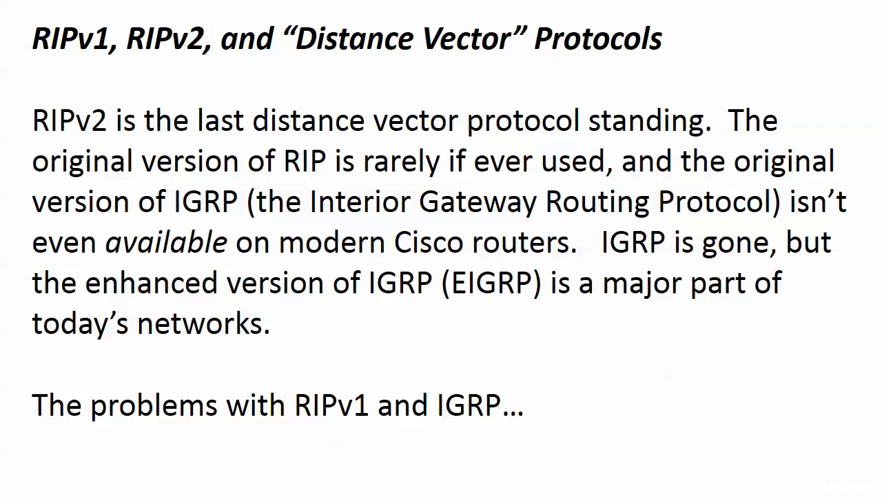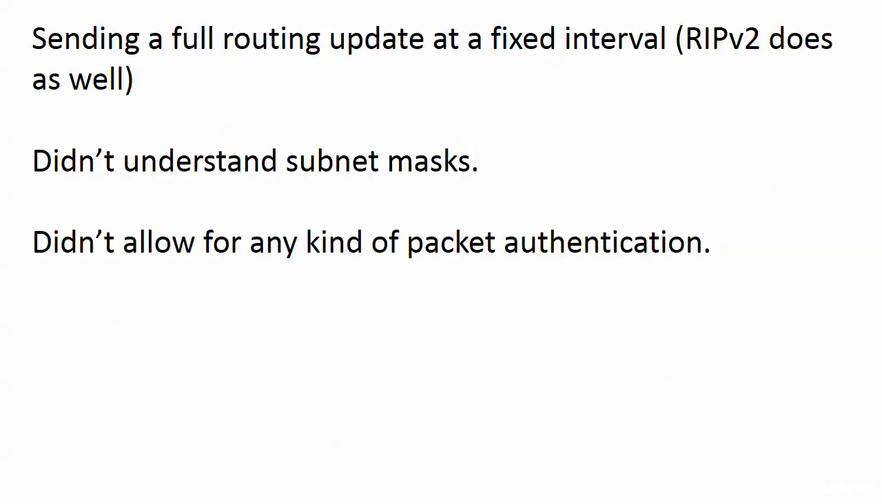And there are a couple of issues with RIP version 1 and IGRP in particular. The first one is that they both sent a full routing update at a fixed interval. RIP version 2 does this as well. And you might look at that and say, well, that's not so bad. Full routing update every once in a while. Every once in a while might be one thing, but by default with RIP, we're talking every 30 seconds.